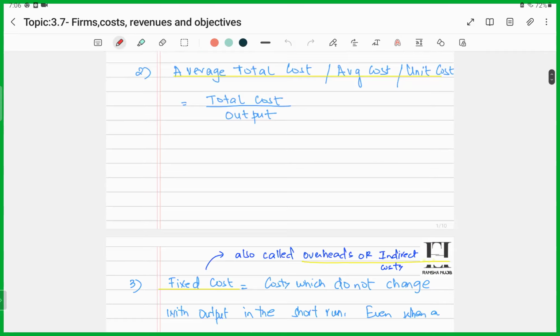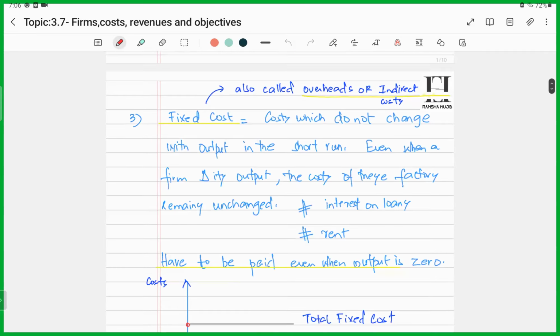Fixed cost. These are also referred to as overheads or indirect costs. These are costs which do not change with the level of output in the short run. This means that even though the firm might be altering its output level, might be increasing its level of output, these costs would remain the same.